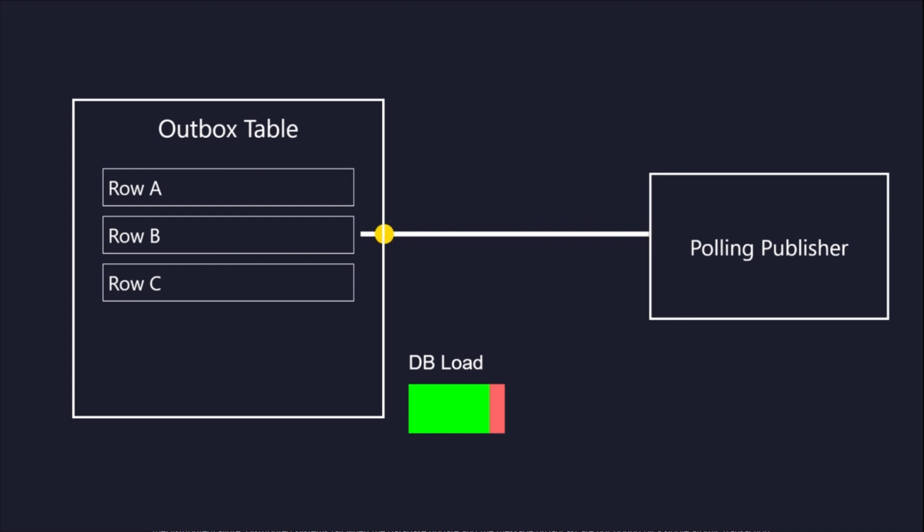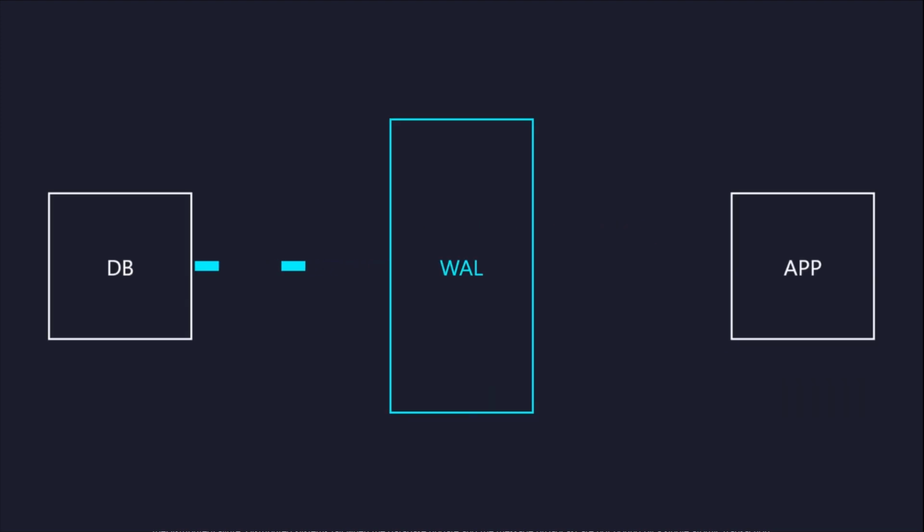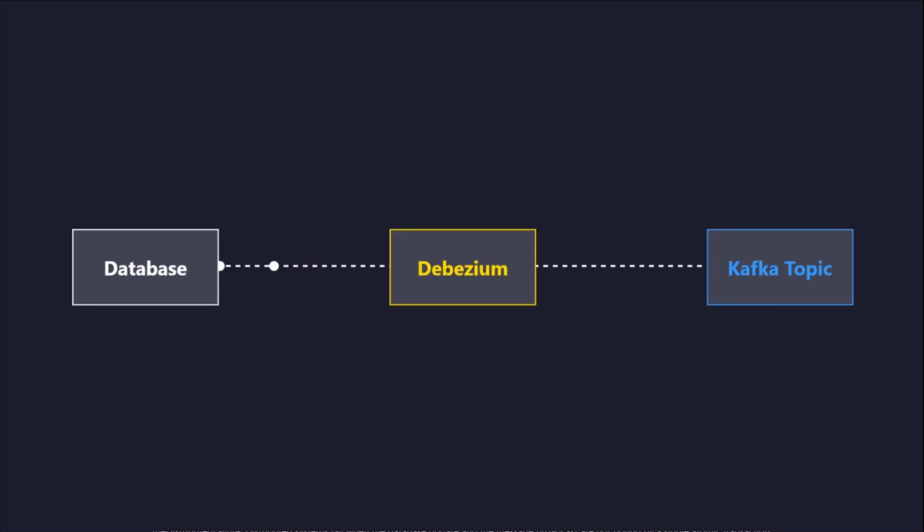While easy to implement, frequent polling increases database load and introduces a latency delay equal to the polling interval. Transaction log tailing offers a high-performance alternative by reading the database write-ahead log directly. This method captures changes without adding query overhead to the database and provides the lowest possible latency for event propagation.